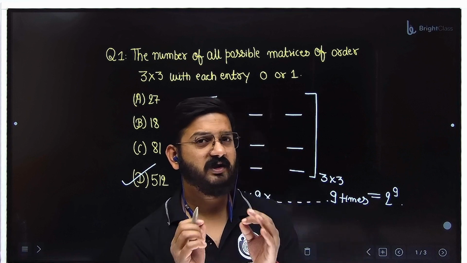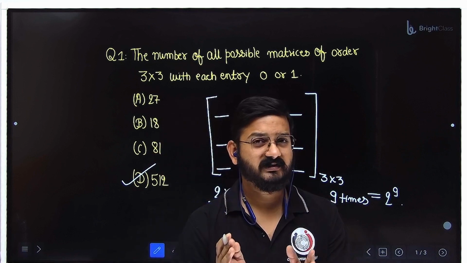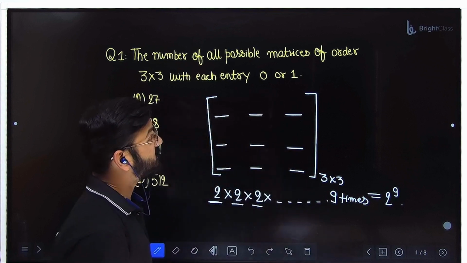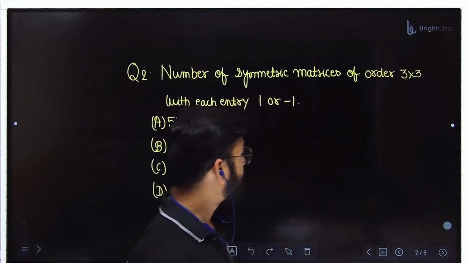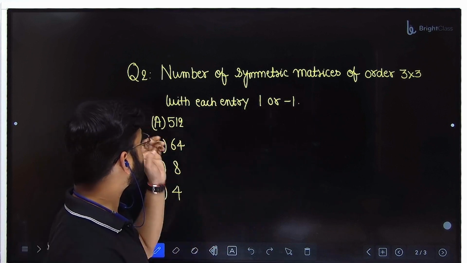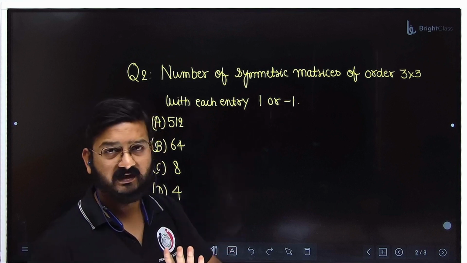So let's move to the next question. In the next question, there is a small twist. They are not asking you all possible matrices. They are asking you what is the number of symmetric matrices. If you see the next question, they're asking you the number of symmetric matrices of order 3 cross 3 with each entry either 1 or minus 1.